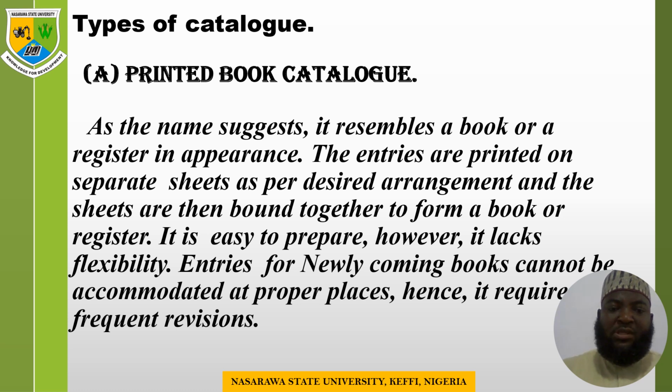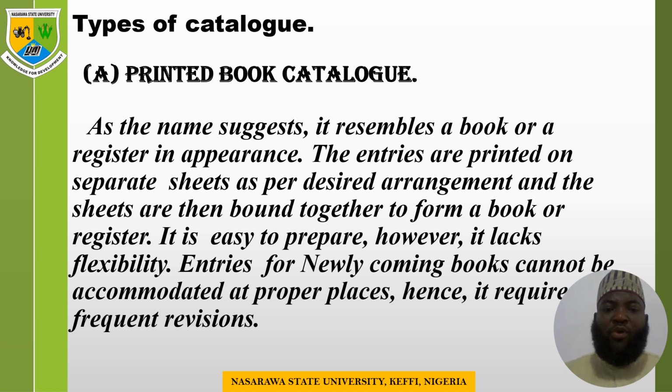The first one, which is A, is printed book catalog. As the name suggests, it resembles a book or a register in appearance. The entries are printed on separate sheets as per desired arrangement, and these sheets are then bound together to form a book or register. It is easy to prepare, however, it lacks flexibility. Entries for newly coming books cannot be accommodated at a proper place. Hence, it requires frequent revision.